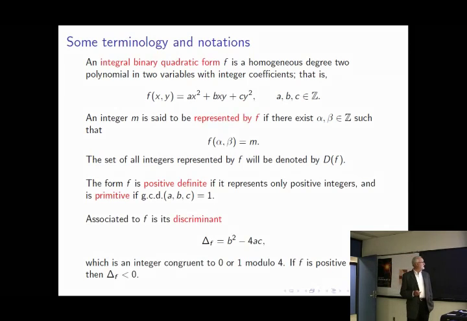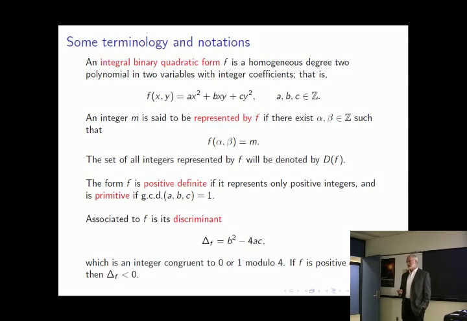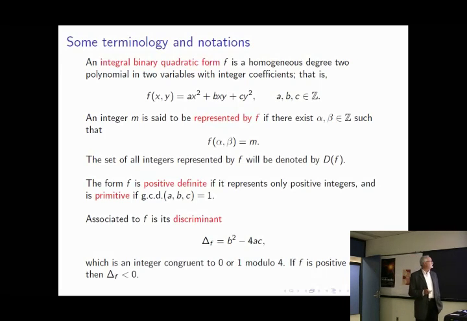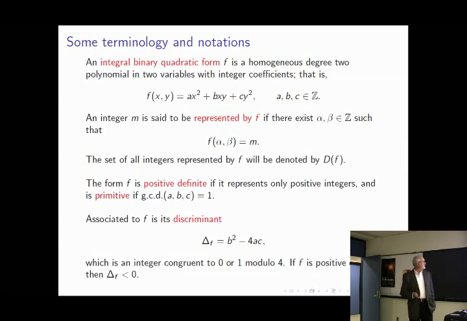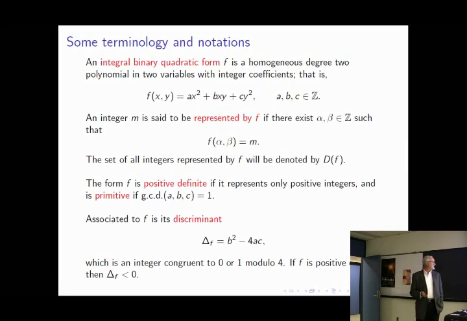The form is said to be positive definite if all these represented integers are positive, and it's primitive if the GCD of the coefficients is 1. Now, associated to a form like this is its discriminant.